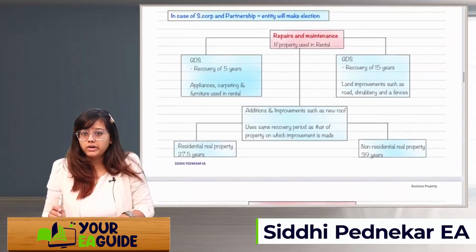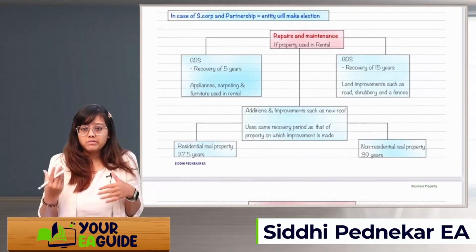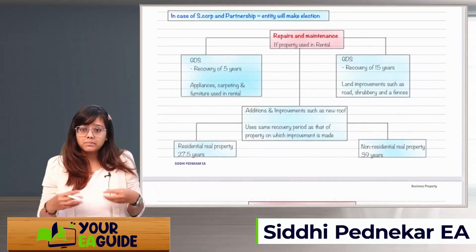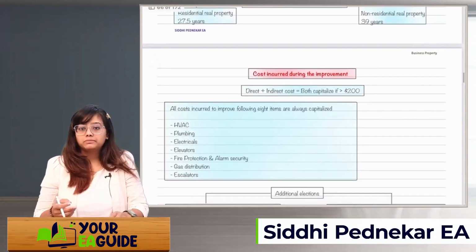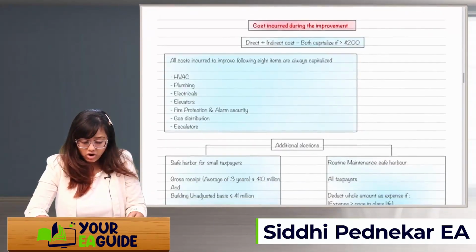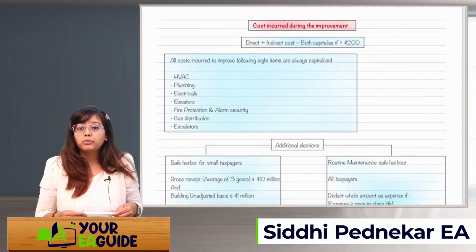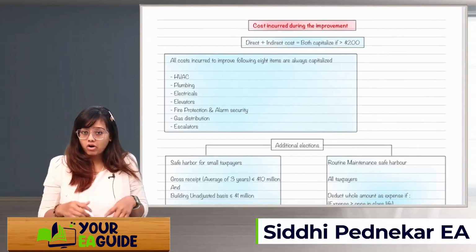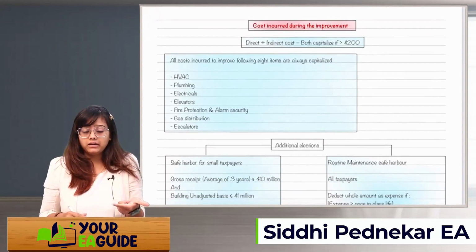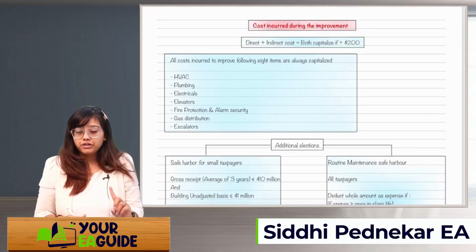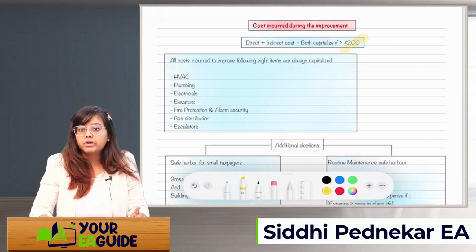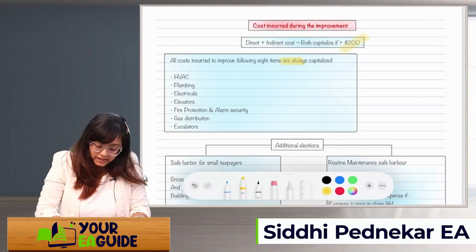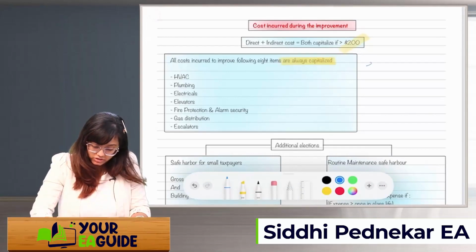All right. This is about rental property. In rental property, there can be repairs and maintenance, right? In that repairs and maintenance, we have to apply the depreciation method. Okay. Next is cost incurred during the improvement. That cost can be direct or indirect; both will be capitalized if it is over and above $200. All the costs incurred to improve the following 8 items are always capitalized. There will be one question from this topic.